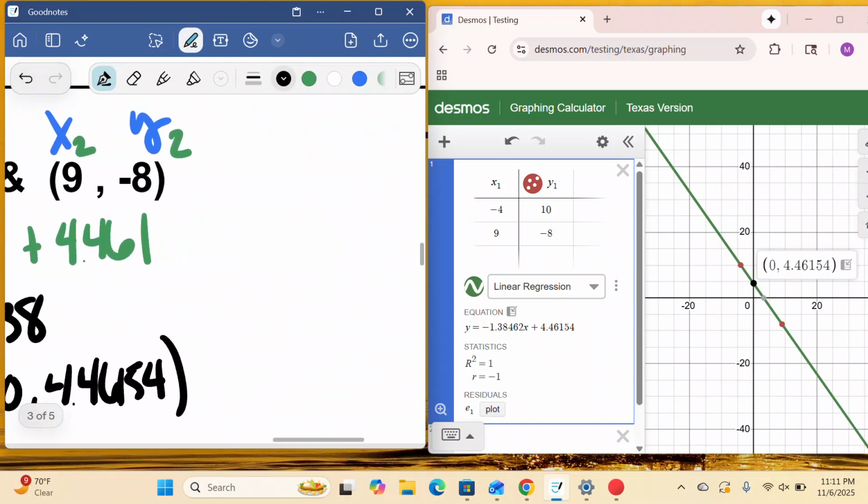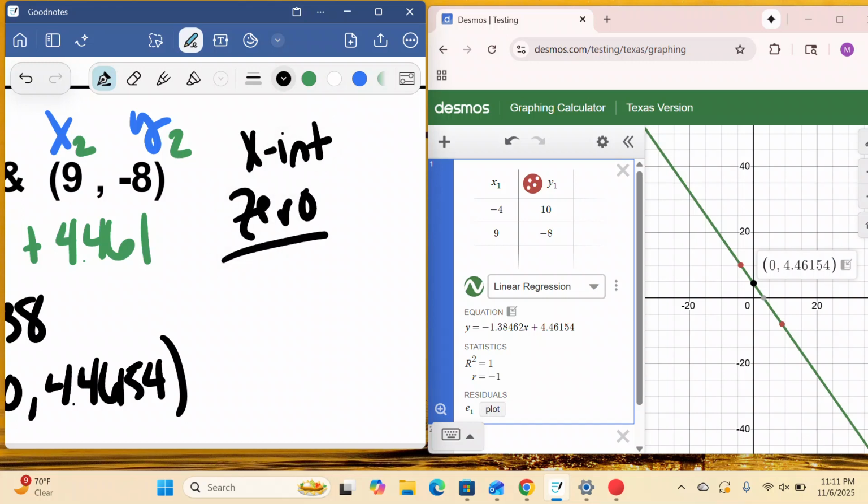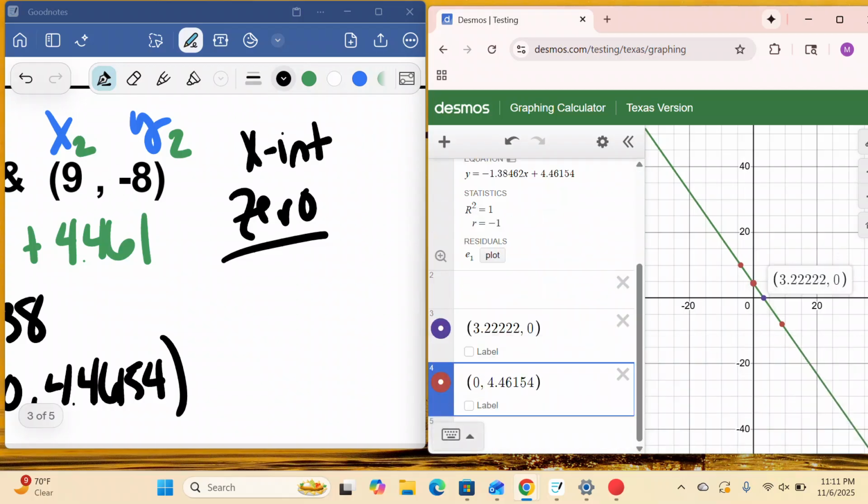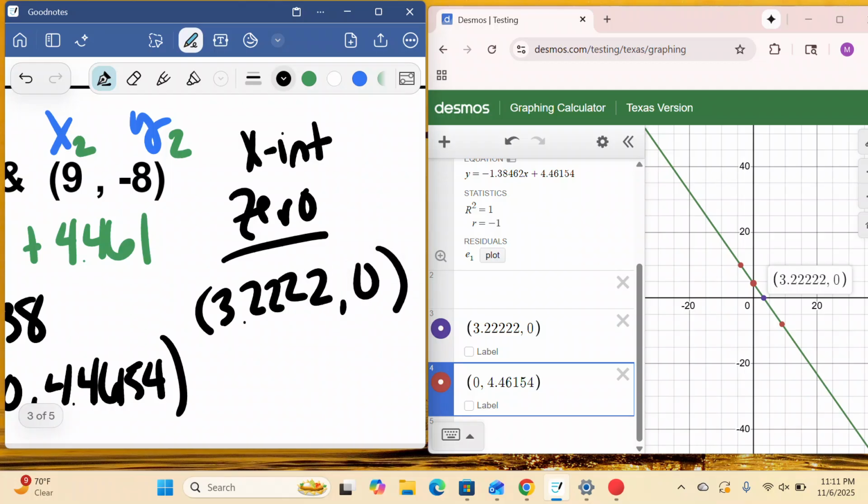If I want to find the x-intercept, which is also called my 0, all I'm going to have to do is come to Desmos, come to the graph, place right there. I'm going to unclick the other ones, and I'm just going to find my x-intercept, which is 3 comma 2 2 2 2, and maybe some more 2's, comma 0. So I have my estimate as being 3.222, with just understanding that that is the one that we're doing.